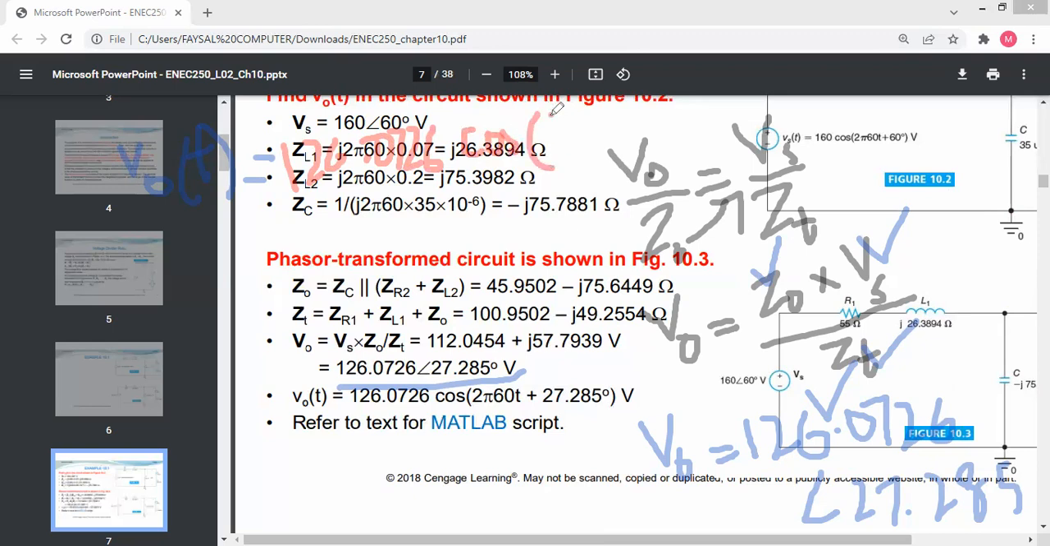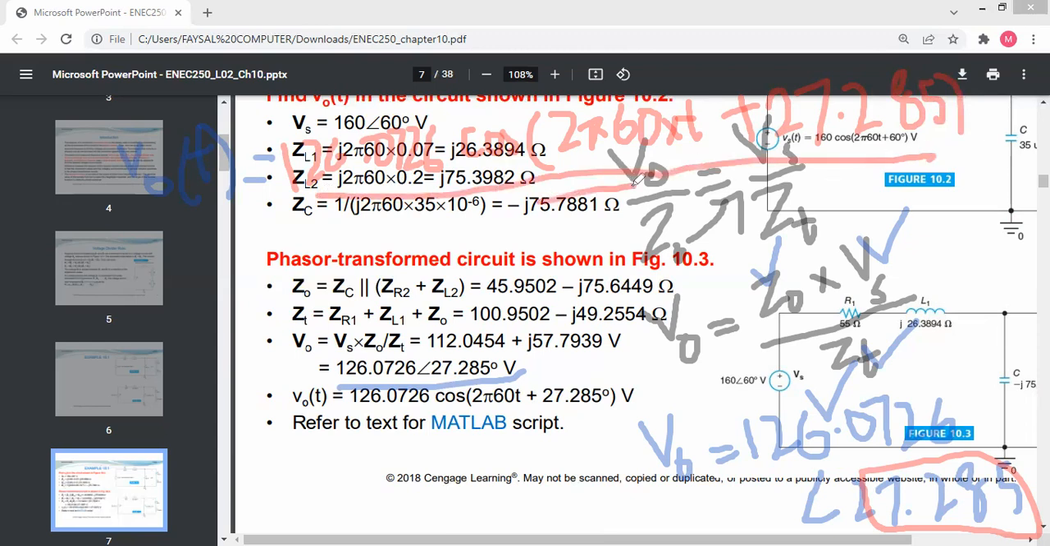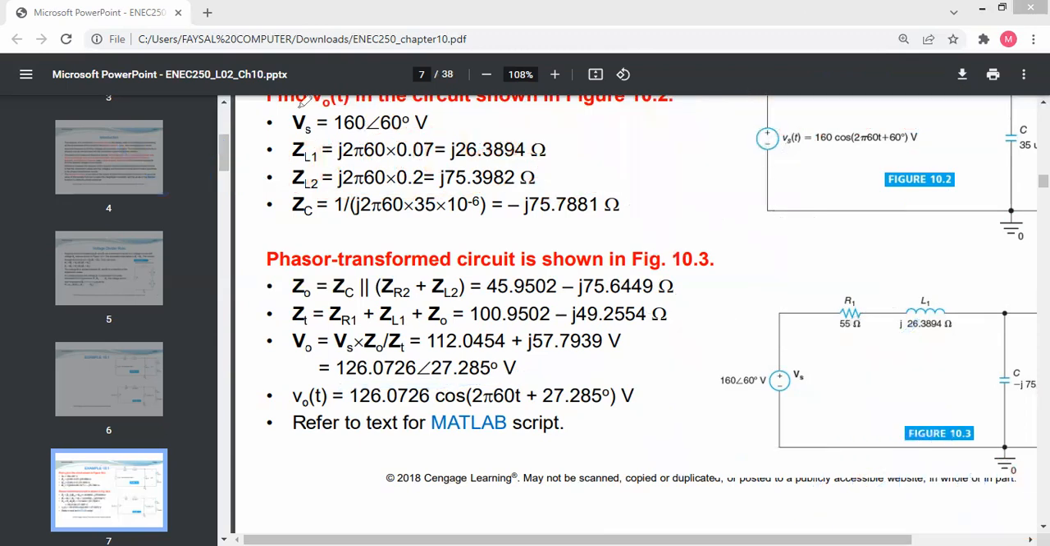omega t. Omega is 2 pi 60. So 2 pi 60 omega into the value of t, plus the value of phase angle. Phase is 27.285. So this is how we can find the value of V naught, with respect to amplitude and with respect to phase difference or phase shift angle. Moving towards the next one.